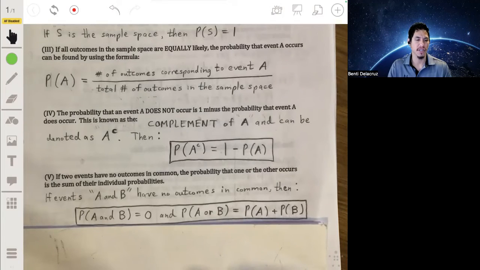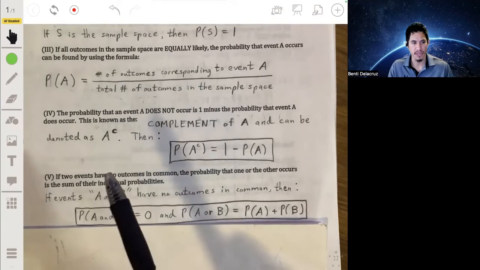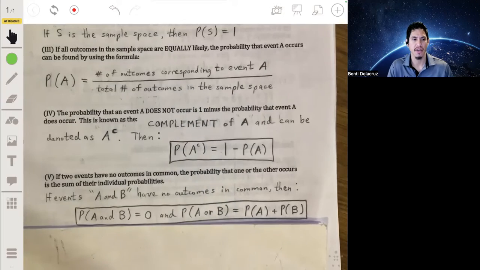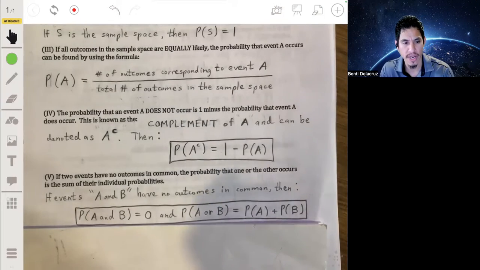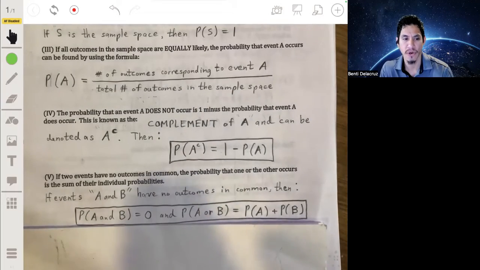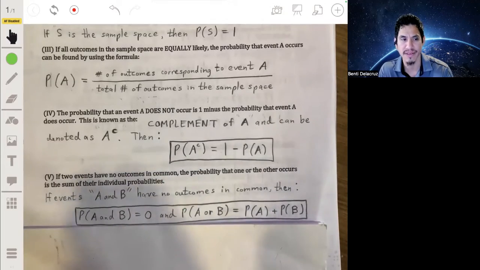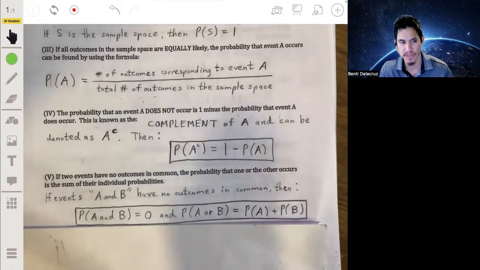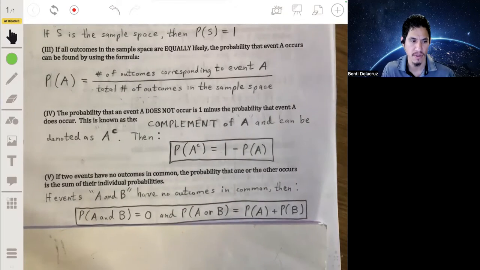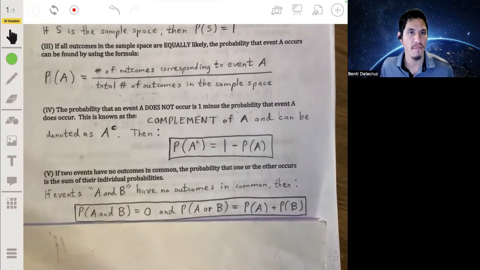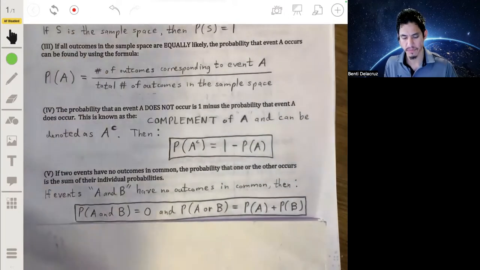Think of this as, again, just another way to say disjoint events. So it's like if you flip a coin, you can either get heads or you can get tails. You can't get both heads and tails on one flip of a coin. So these are what are called disjoint events, or events that have no outcomes in common. Okay, so let's go through some examples, because again, that's always the best way to really understand this stuff.